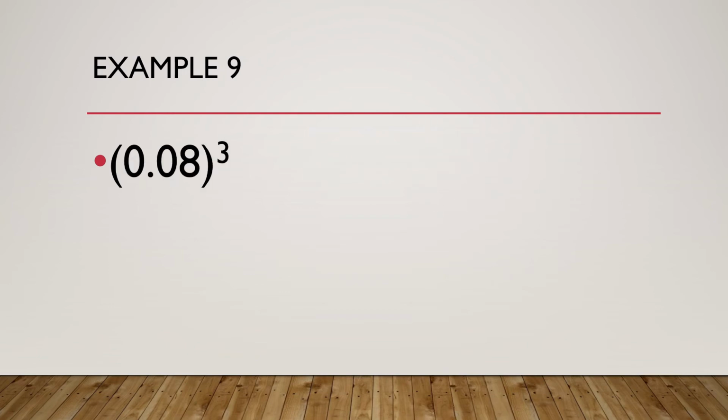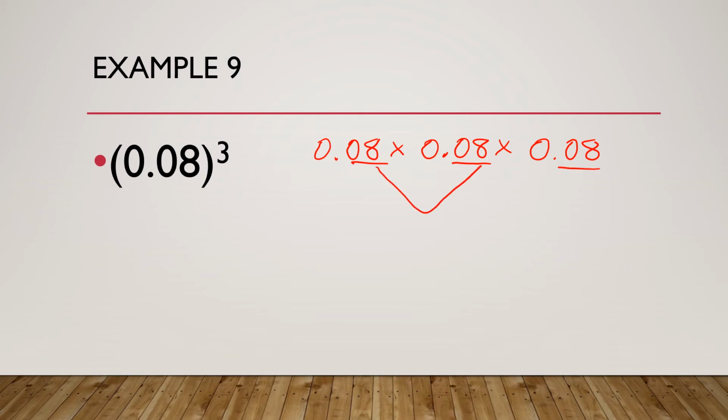In example 9, we have 0.08 cubed, so 0.08, 0.08, and 0.08. Again, we've got 6 decimal places total. So 8 times 8 is 64. And then we've still got to multiply by an 8. So 64 times 8. 8 times 4 is 32. 8 times 6 is 48. Plus 3 is 51. So we're going to get 512.